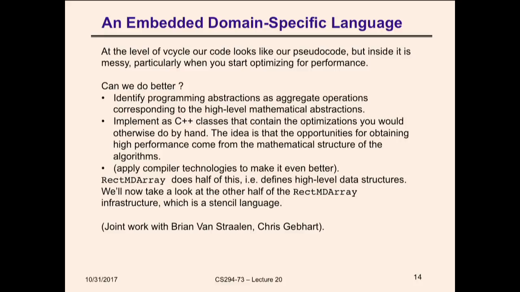And here's how we're going to do that, or at least going to try. One of them is to identify programming abstractions as aggregate operations corresponding to the high-level mathematical representation. Second thing is, once we have those abstractions, implement them as C++ classes, but have the implementations of those aggregate operations contain the optimization that you would otherwise do by hand. The idea is that the opportunities for obtaining high performance don't really come from looking at low-level code, but come from the mathematical structure of the algorithms in the first place.